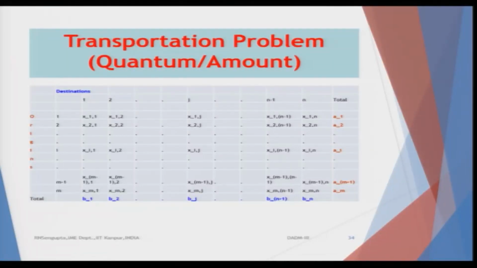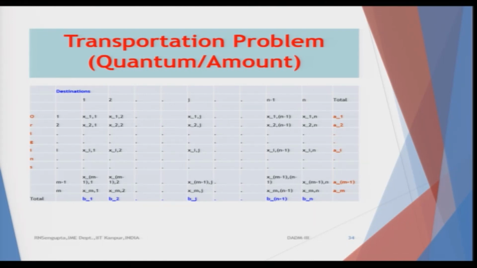So, here is how I have drawn the overall matrix. The matrix is like this. On the left hand side we have the origins. The origins are marked 1, 2 till the ith one, then it goes to m minus 1 and m, and the destinations are marked as 1, 2, j, till n minus 1 and n. So, as the diagram shows, m number on the left hand side, n number on the right hand side.